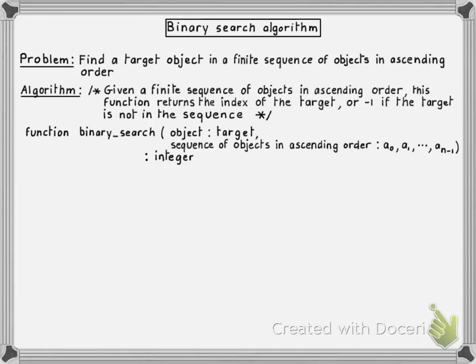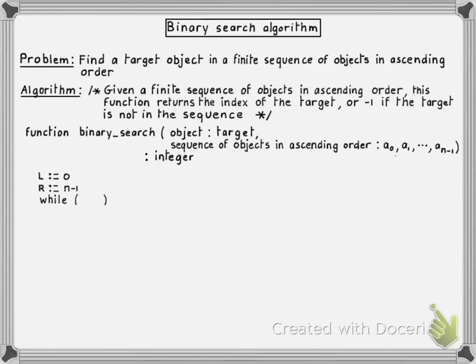Now we're ready to start the specification of the algorithm in our pseudocode. This algorithm will use two variables. L, which stands for left, is the index of the first or leftmost element in the input sequence, and R, for right, is the index of the rightmost or largest element in the sequence. The algorithm will work iteratively, so we're going to have a while loop, and the way this algorithm works is going to look for the target in the middle of the sequence.